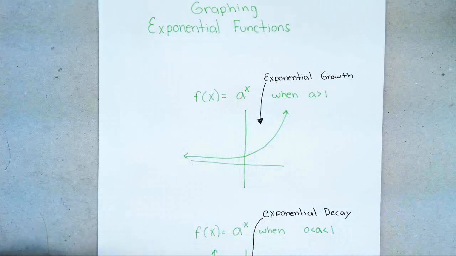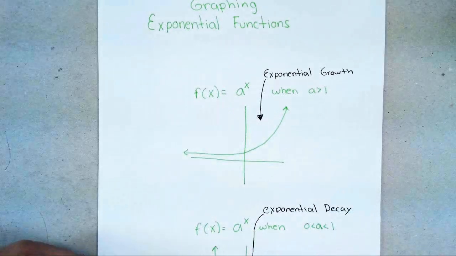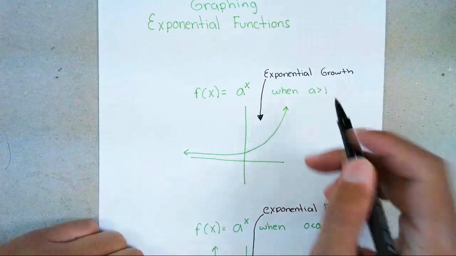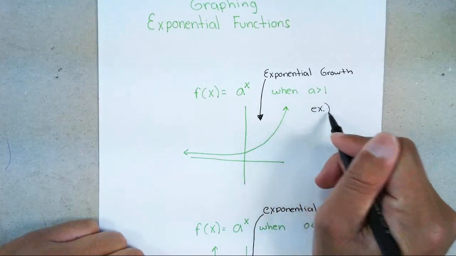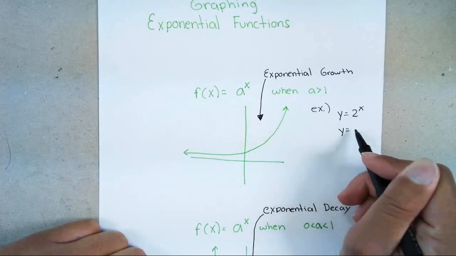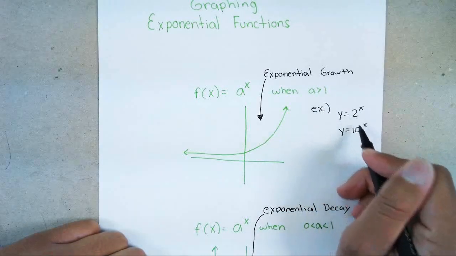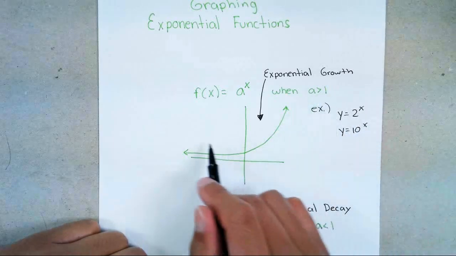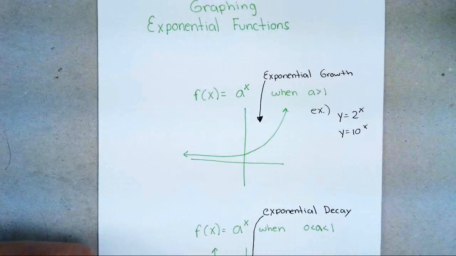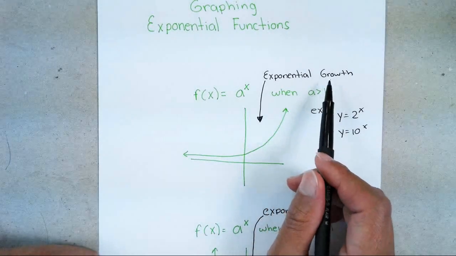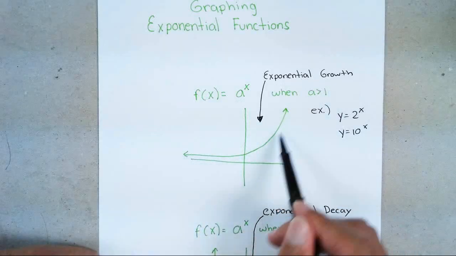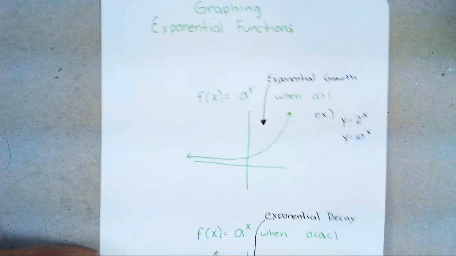Now what I need you to memorize in order to be great at graphing these is anytime your a is greater than 1, an example could be like y equals 2 to the x, y equals 10 to the x. Because this a, your base, is greater than 1, your graph is going to end up looking like this. And this is considered an exponential growth. So anytime your a is greater than 1, you have an exponential growth, and that's because your graph is going up, meaning it's growing.